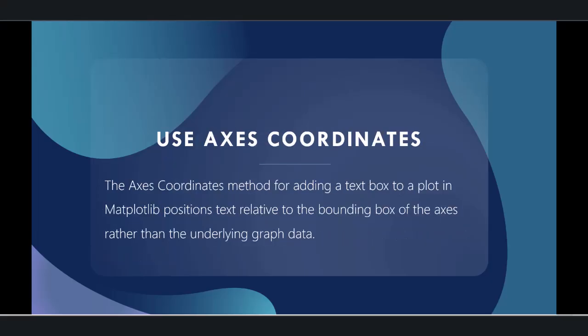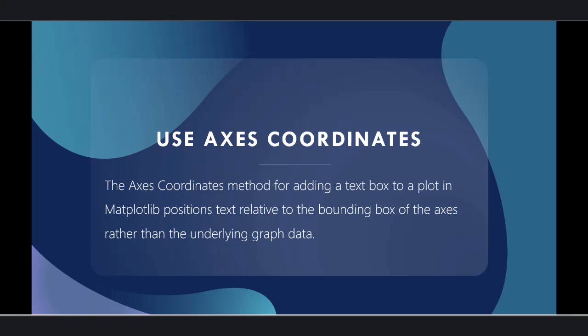Now we'll see the second method, that is using axis coordinates. The axis coordinates method for adding a text box to a plot in Matplotlib positions text relative to the bounding box of the axis rather than the underlying graph data.